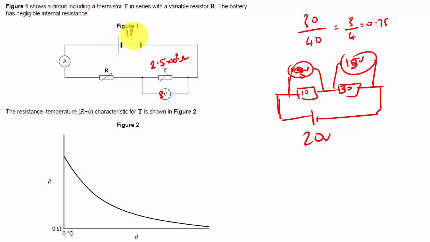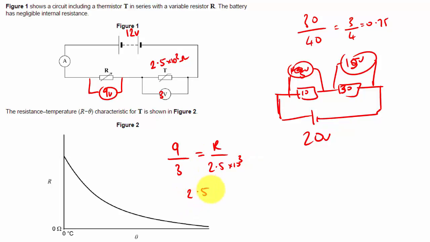We were also told that this is 12 volts and it's got negligible internal resistance. So if this is 12 volts, this is 3 volts, what must be the voltage here? Must be 9 volts, right? The ratio of this voltage to this voltage must be the same as the ratio of this resistance to this resistance. So I'll just set that out. 9/3 has got to be the same ratio as this resistance divided by 2.5 times 10 to the 3. Okay, and then it's a simple matter of rearranging for R.